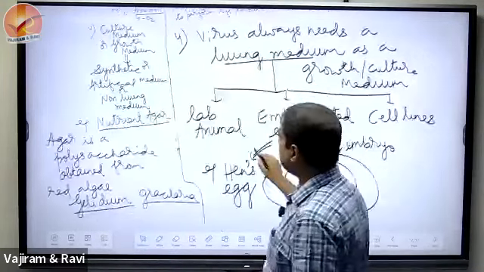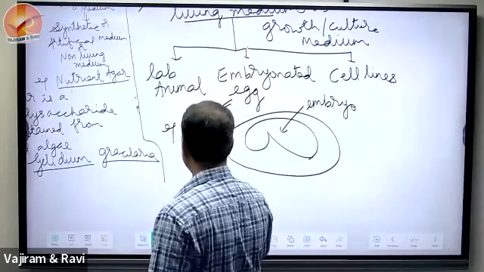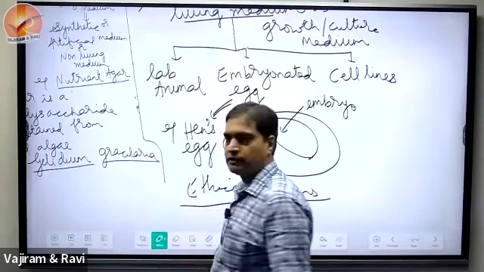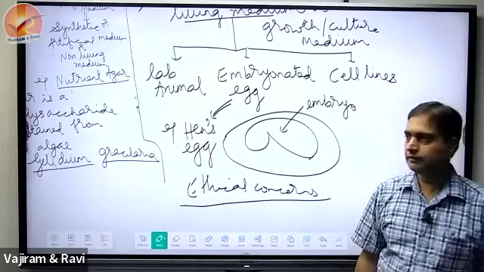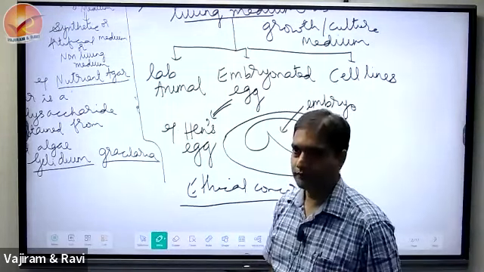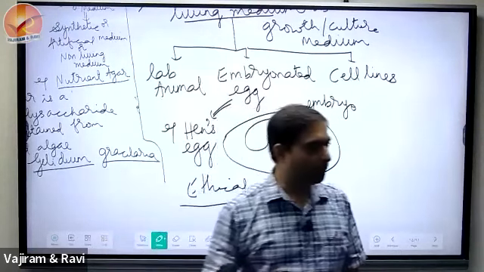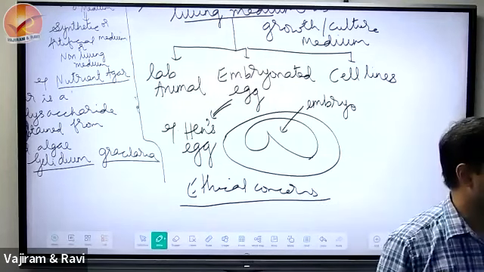So whether it is lab animal or embryonated egg, there are ethical issues or concerns, that in the process you may kill a living embryo or the lab animal. Therefore, these are not the common method to culture the virus in the lab. The common method is what? Cell culture, tissue culture medium.